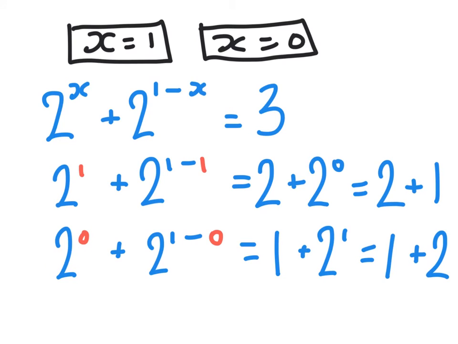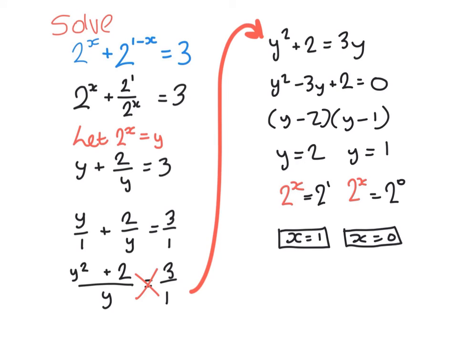And then for x equals 0, 2 to the power of 0 gives me 1. 2 to the power of 1 minus 0 gives me 2 to the power of 1, which is just going to give me 2. And 1 plus 2 also gives me 3. Since both equations balance, I know that x is equal to 1 and x is equal to 0 is correct.